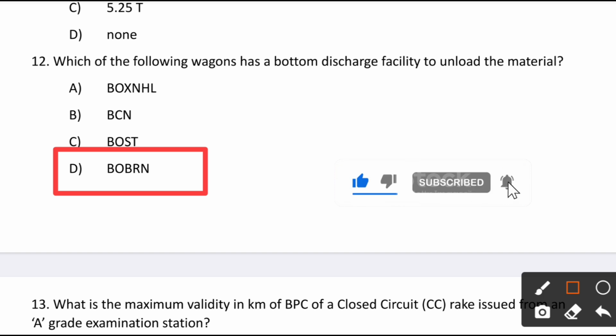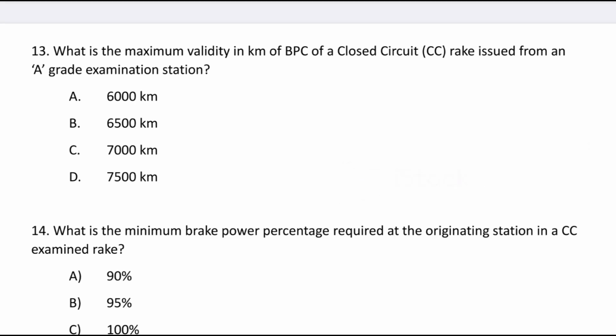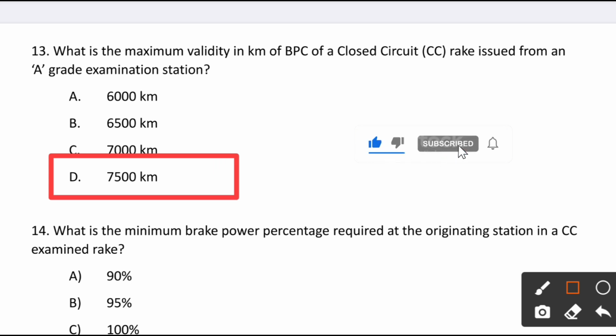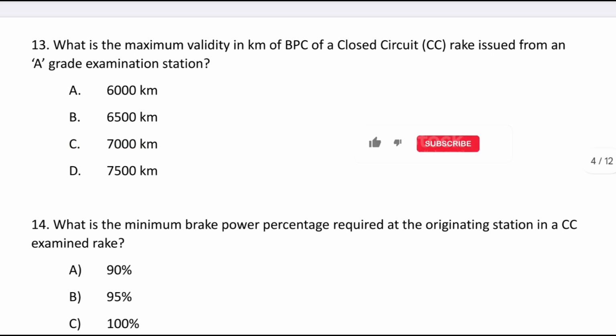BOBRN. 13. What is the maximum validity in km of BPC of a closed circuit CC rake issued from an A grade examination station? A. 6000 km. B. 6500 km. C. 7000 km. D. 7500 km. In this question, the correct answer is D. 7500 km. As per new guideline of RDSO, the maximum validity is 7500 km of BPC of a closed circuit rake issued from an A grade examination station.